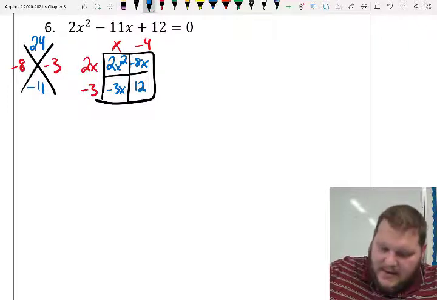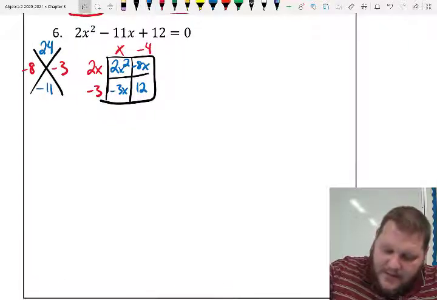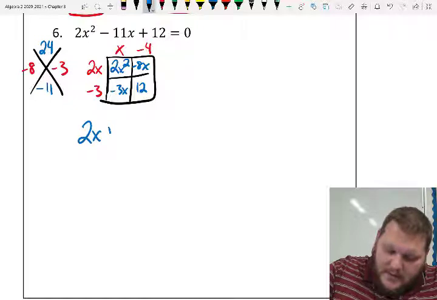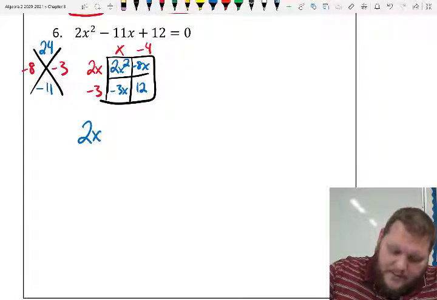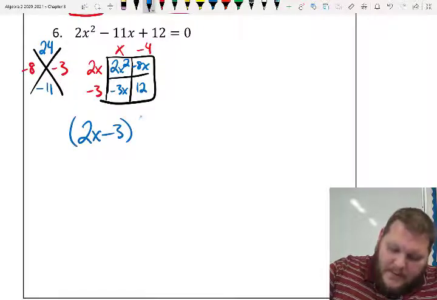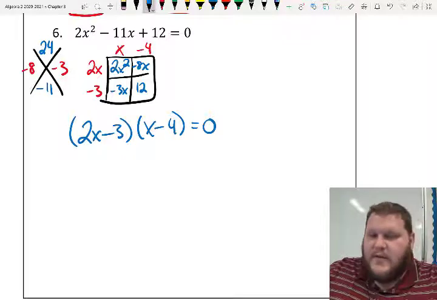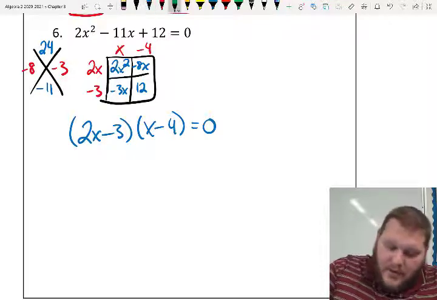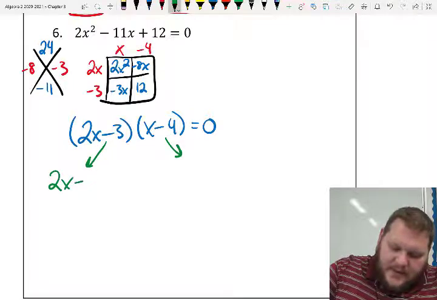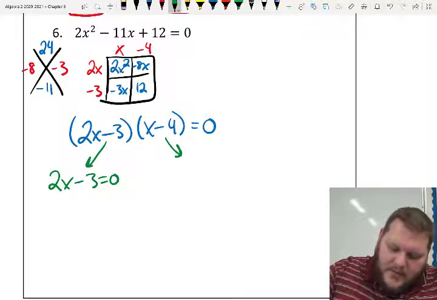So that tells me, in this case, that this factors out into 2x minus 3 times x minus 4, and that's still set equal to 0. And now that we have two parentheses, just like we did before, we're just going to set each of these two parentheses equal to 0 to solve for x. So 2x minus 3 equals 0, x minus 4 equals 0.